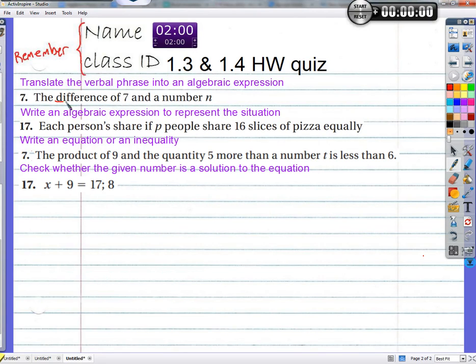What does this word difference mean? Subtract. We're going to subtract something from something else. When you say the difference of this and that, what you are doing is implying that order. This minus that. The difference of 7 and a number n. And that's important because n minus 7 wouldn't be the same thing as 7 minus n.